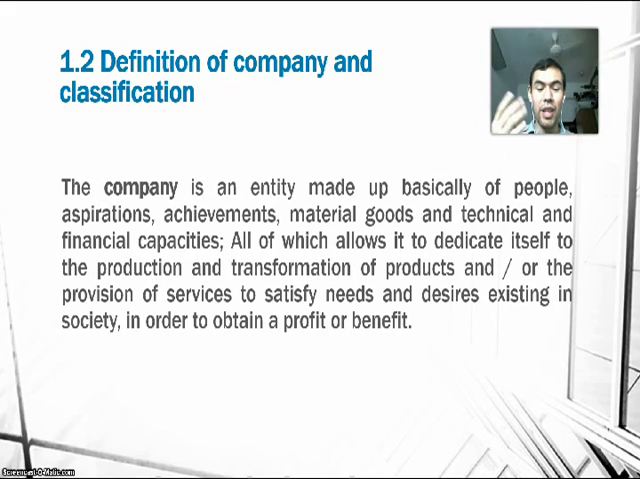Okay, very good. We can read here the formal definition. A company is an entity made up basically of people. Well, in the future we don't know, maybe it's gonna be made up of computers, robots, we don't know. Aspirations, of course, we want something from a company. Achievements, material goods, and technical and financial capacities, all of which allow it to dedicate itself to the production and transformation of products, that is if you're a production company, and or the provision of services if you're a service company, to satisfy needs and desires existing in a society in order to obtain a profit or benefit.